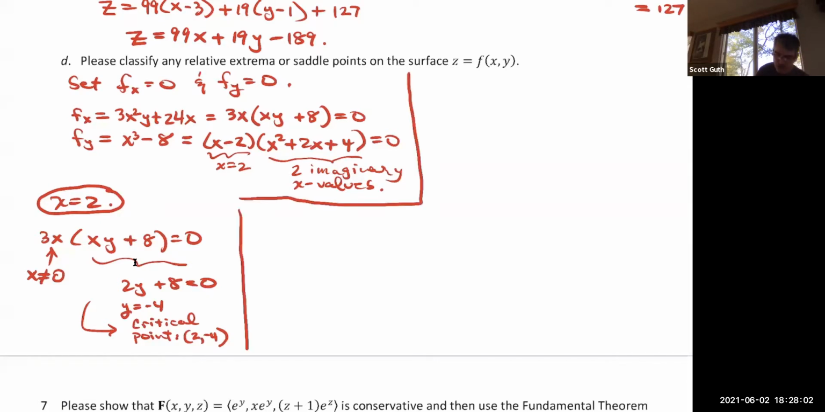Let's take these second partials now. So we're going to have an fxx. So it's like 6xy plus 24. Maybe an fxy. So there, you're going to get 3x squared. And then fyy. So that's just 0, I think.